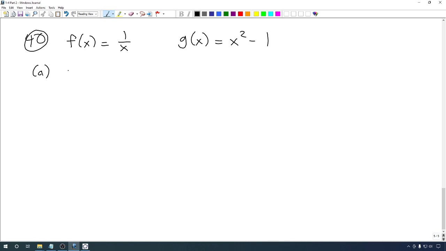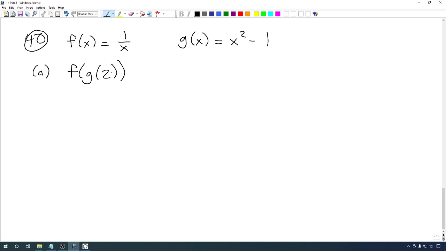Part A, they want us to find f of g of 2. So they're literally just trying to have us find one particular answer. Now we could go ahead and find the general formula for the composition if we wanted to. We'll actually eventually do that. But here we can do it piece by piece.